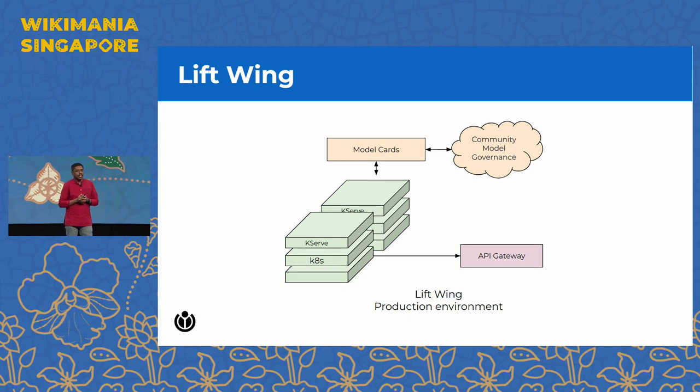But this will be clearly documented using model cards. I will talk about model cards in a few minutes, but that's about transparency about these models. Model cards can be used for transparency to the community. And all these models will be exposed through a single API gateway so that external tools, or all the projects, can integrate into this machine learning platform.